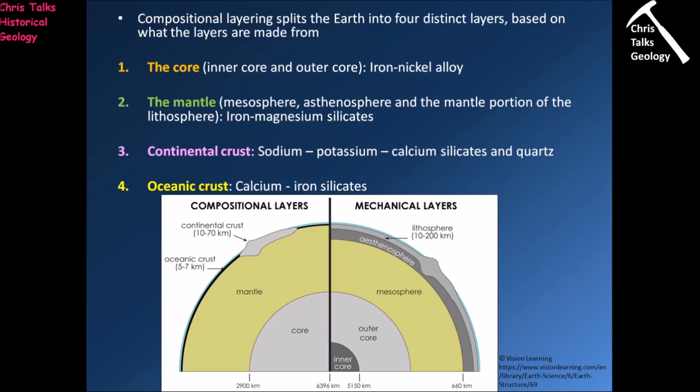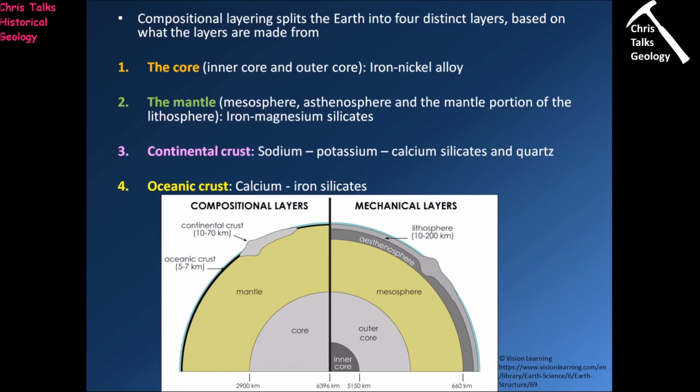In terms of compositional layering, it's purely based on the chemistry. It doesn't matter what the physical properties of the layer are, we're exclusively interested in what they're made of. So the core contains any material which is dominated by iron nickel alloy. So that's obviously going to include the inner core and the outer core.